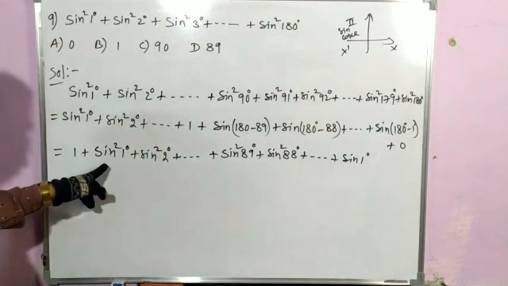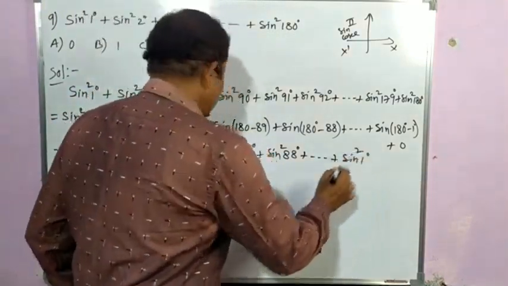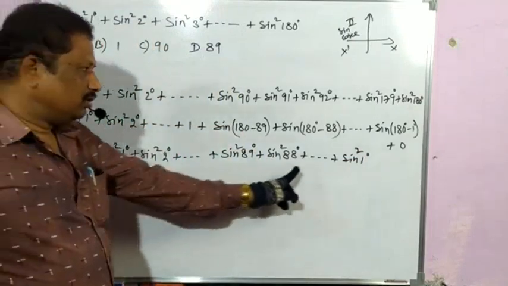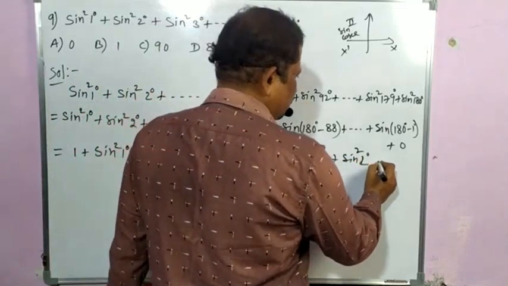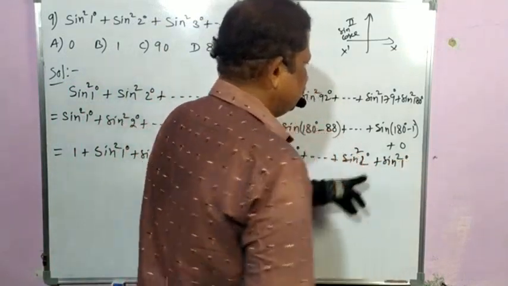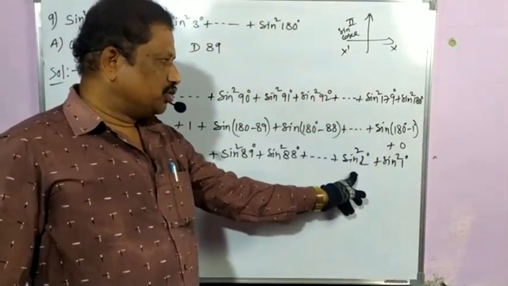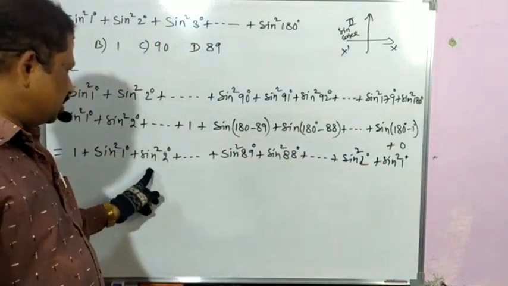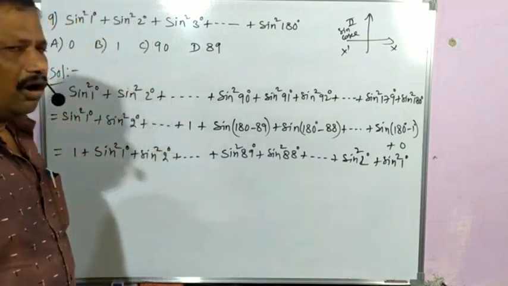So now you see, sine square 1 and sine square 1, that is 2 sine square 1. Sine square 2: before this you will get sine square 2, always write sine square 2, sine square 1 degree. Sine 178 will come, sine square 2. Okay? Sine square 1, sine square 1. Sine square 2, sine square 2. Sine square 3, sine square 3, and so on. All are double added.